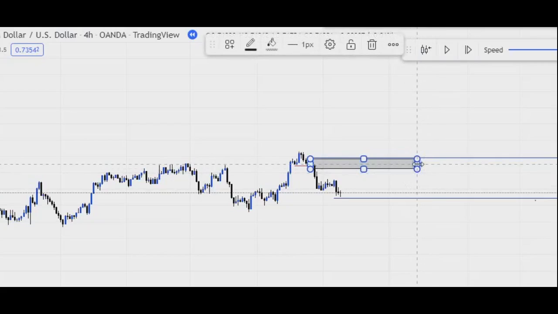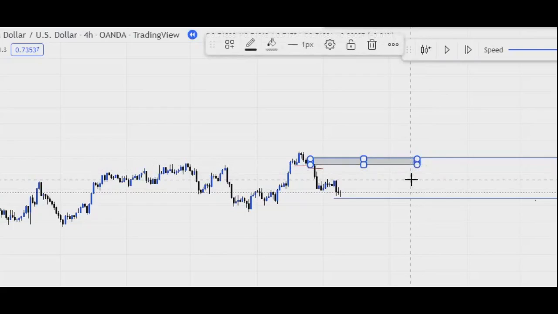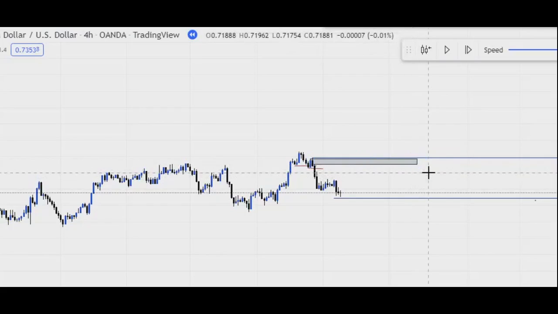This is 72,763. Oh, no, 72,747. That is our 50%. Let's check that out. That is the 50% of our OB. And then let's frame our trade to this 50% and see what happens to it.